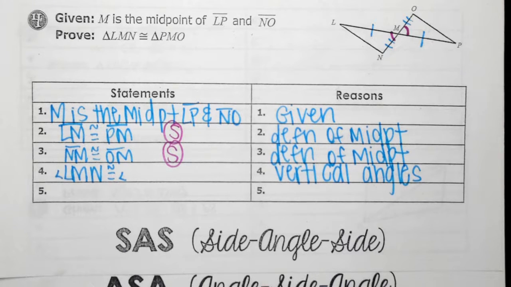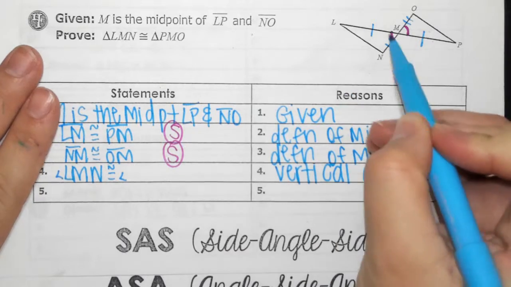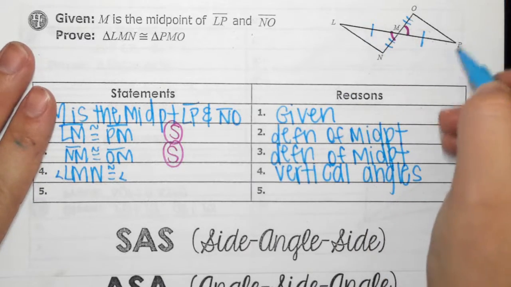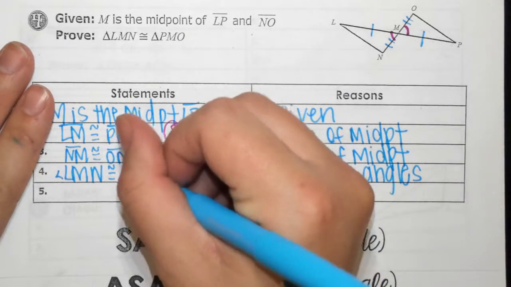Good. Was that you, Asia? So if I used LMN the first time, you would use PMO. Good job.